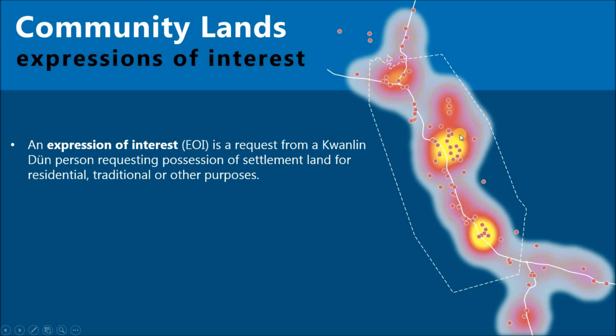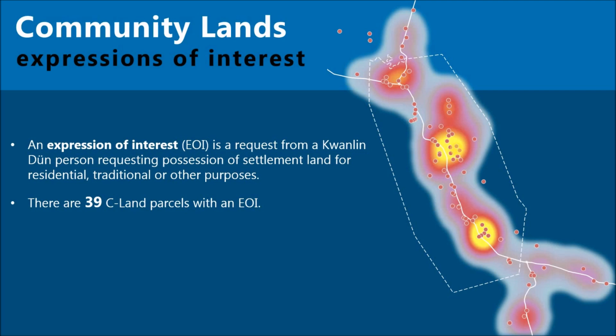So this area of central Whitehorse has the most expressions of interest, and then we've got this area towards the south and a little bit up here towards the North Klondike Highway, where we have a node of more intensity. So this image is showing the distribution of expressions of interest and their intensity within the city of Whitehorse.